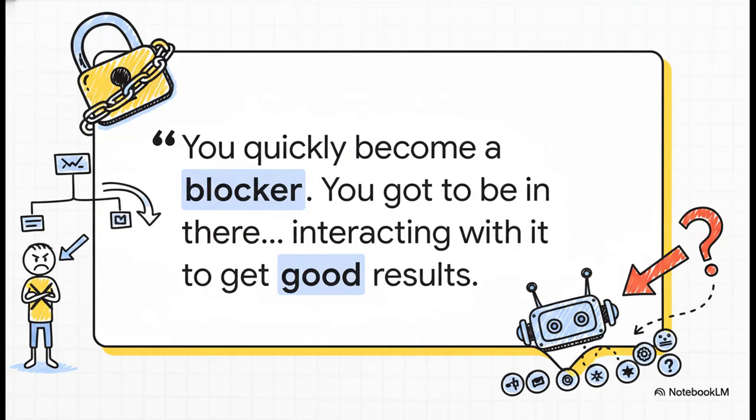Yeah, this quote just nails it, right? You become the blocker. To get those really great results, you have to be in the driver's seat, constantly steering and correcting. Look, it's an amazing assistant, but it doesn't have real autonomy. And that stops you from focusing on bigger picture stuff, while the AI just handles a task from start to finish. So how do we get out of this loop?